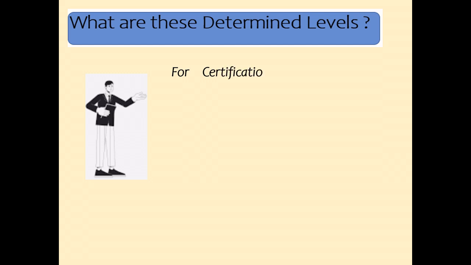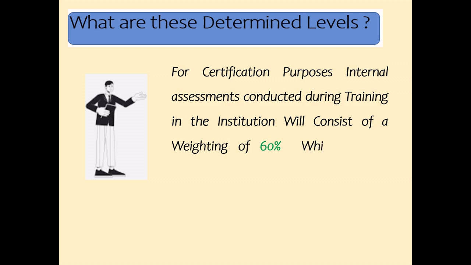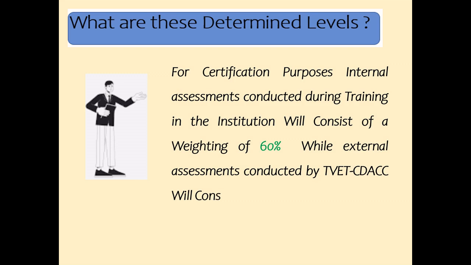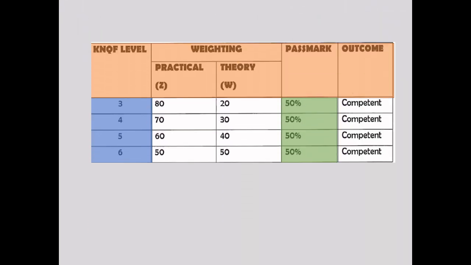For certification purposes, internal assessments conducted during training in the institutions or in the colleges will consist of a weighting of 60%, while external assessments conducted by TVET CDAC will consist of 40%. So you notice here that the internal assessments are very important because they constitute 60%, which are now assessed using the portfolio of evidence that we are going to look at later. So what are the weighting depending on various levels?